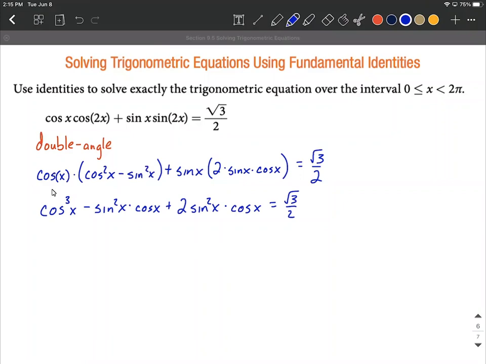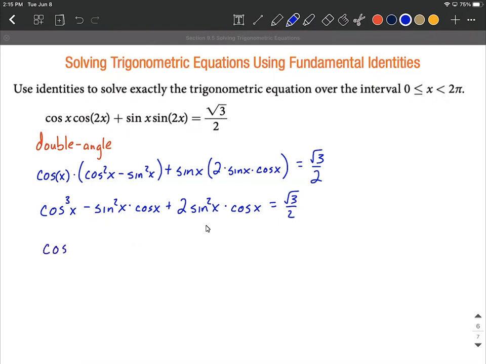You may have noticed that I put this cosine of x after the sine squared here. The reason for that was I wanted us to very visually see this term, this middle term, and this last term are going to be like terms. They each have a sine squared of x multiplied by cosine of x. So these are like terms. We can combine these together.